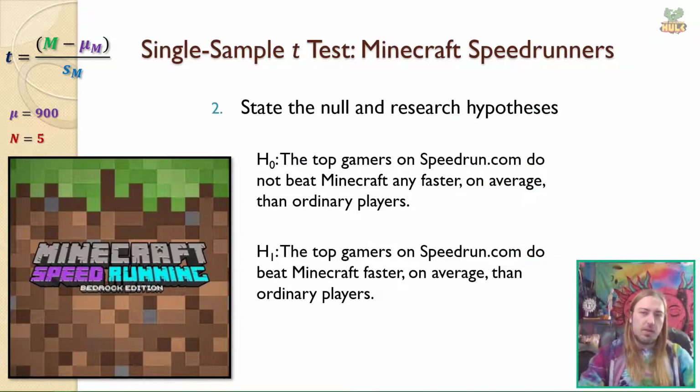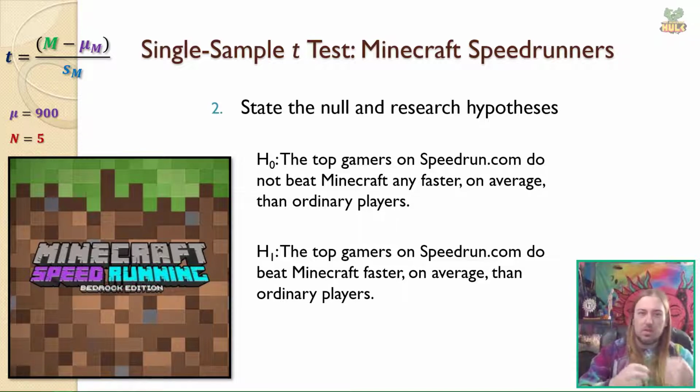Okay, so the null and research hypotheses. The null hypothesis: the top gamers on speedrun.com do not beat Minecraft any faster on average than ordinary players. Right? It says there's no effect. Our independent variable, gamer versus ordinary player, does not have an effect on our dependent variable, the time to beat the game.